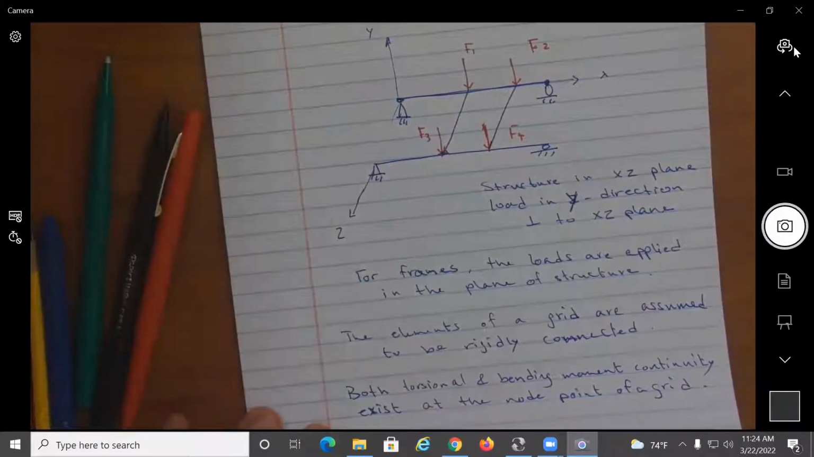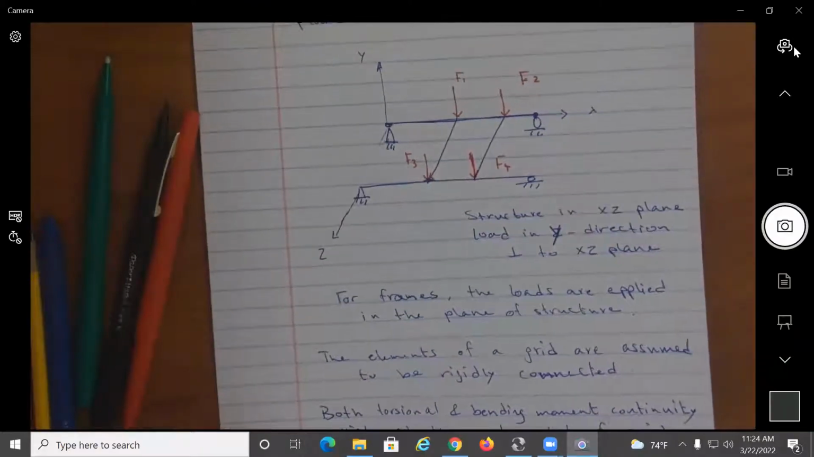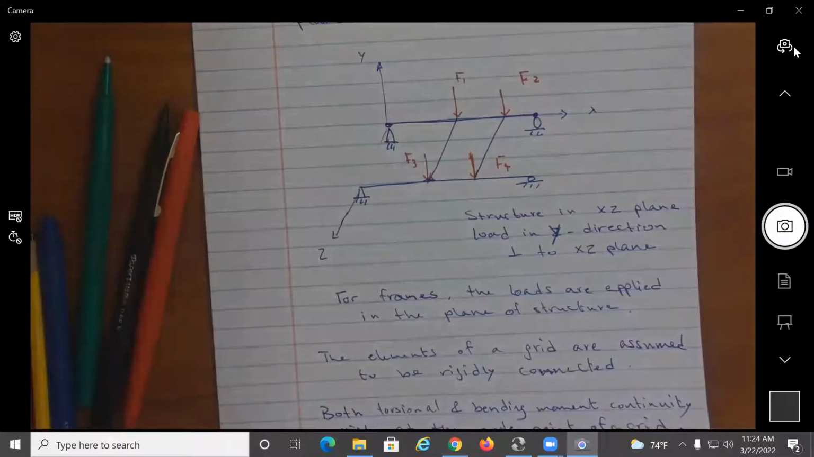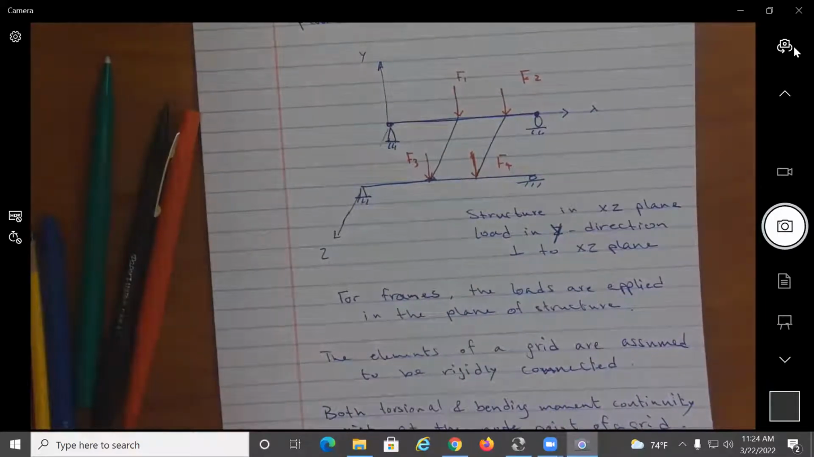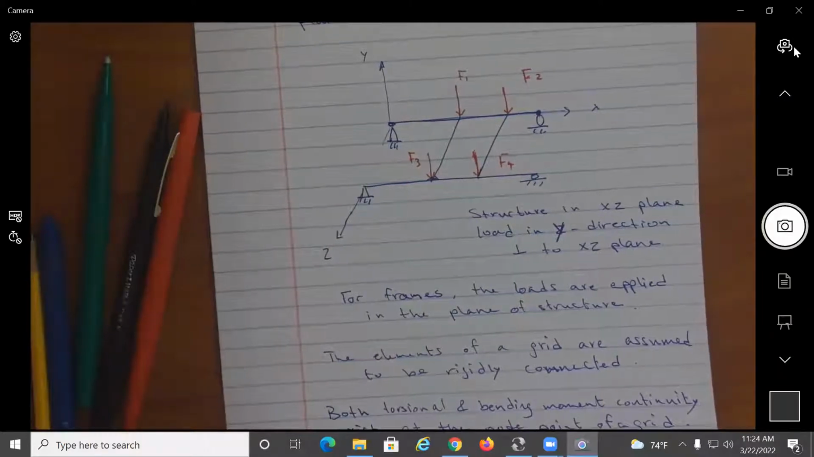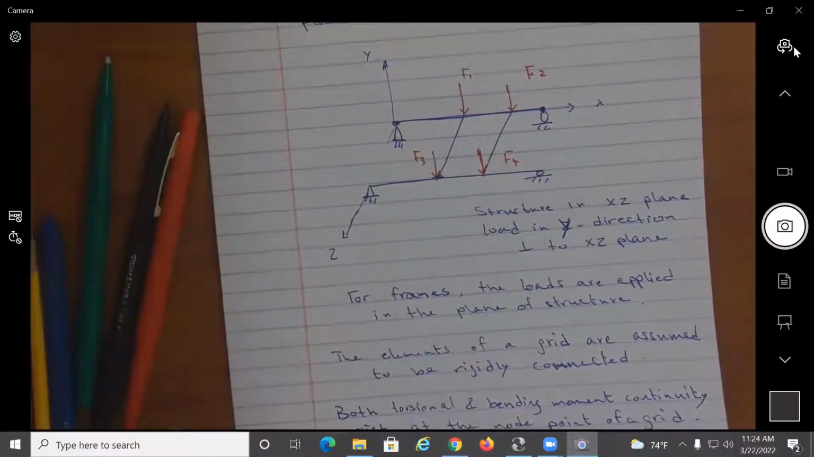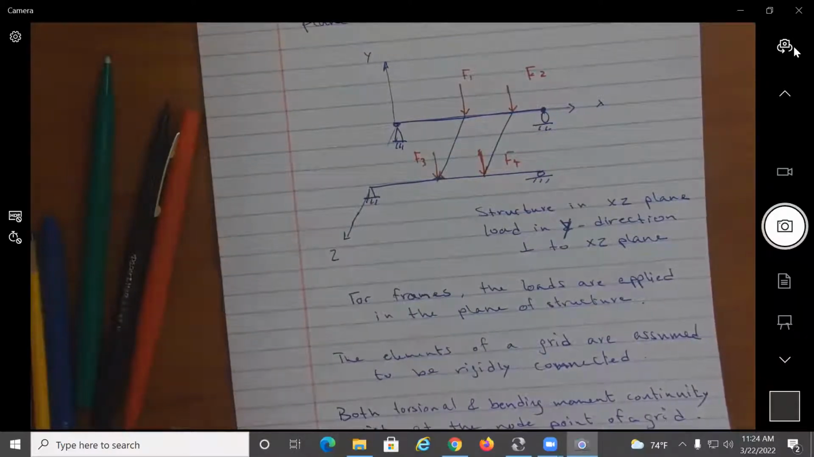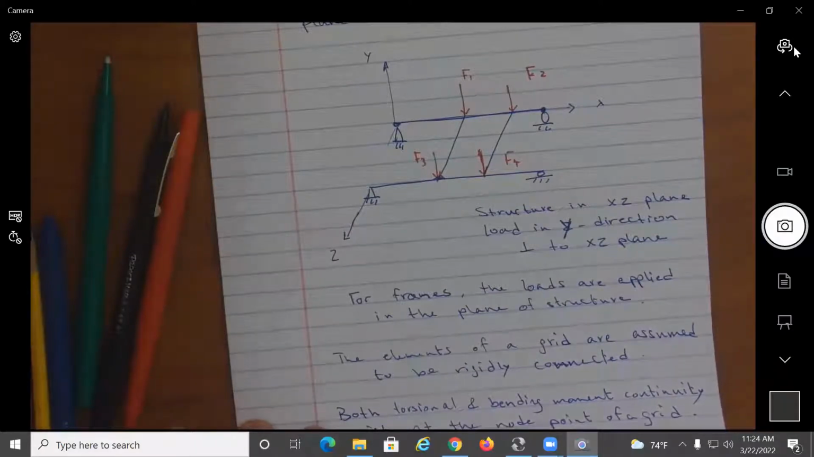Can you think of an example where we would use grids? Something like this. Wing. Yeah, sure. Airplane deck. A bridge. Right? So anything that's in plane and the loads are perpendicular, and it's made out of elements that make something that looks like a grid.